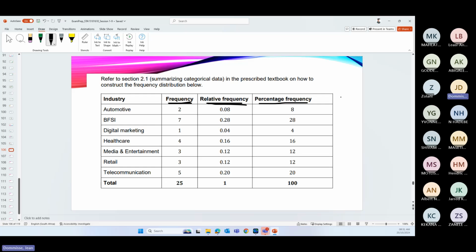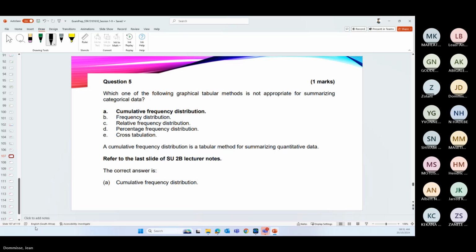Okay, so I think there's one more. Oh, okay, so it basically flows from the previous one. Which one of the following graphical or tabular methods is not appropriate for summarizing categorical data? And it is that first one. We actually just spoke about it.